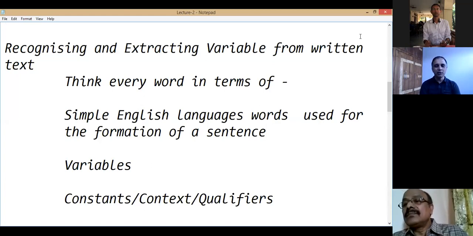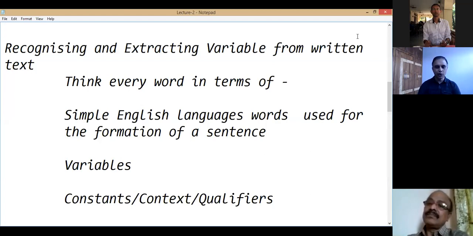Likewise, what we will do, we will find out the variable from the written text. Now mind it, when we have a written text, there are so many words that are simple English language words. They have the articles, prepositions, conjunctions, or other parts of the English language. So we will just do away with them. And we'll try to find out which are variables and the others as constants. So let's try to do a study about it.